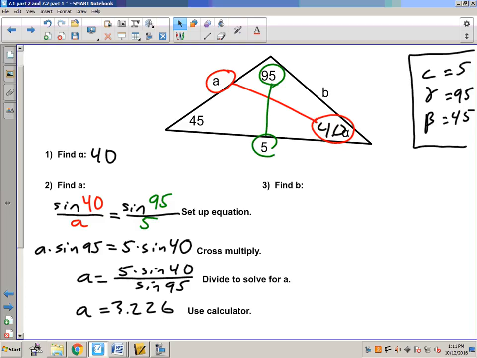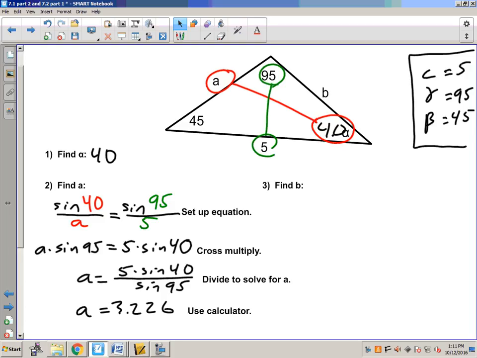Any questions? What do you think about law of sines so far? Most people usually find this pretty straightforward, and it is. Until we get to the ambiguous case tomorrow. But enjoy it for today, because it's not too bad.